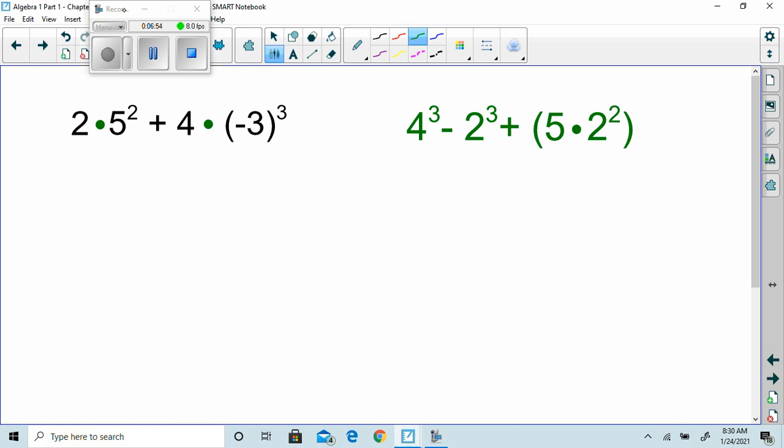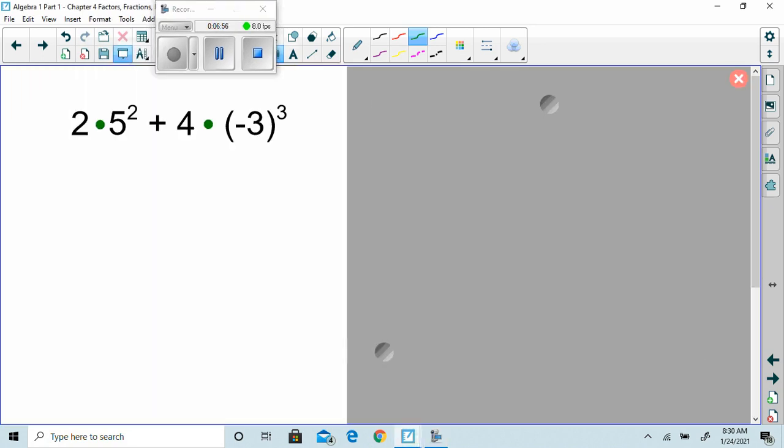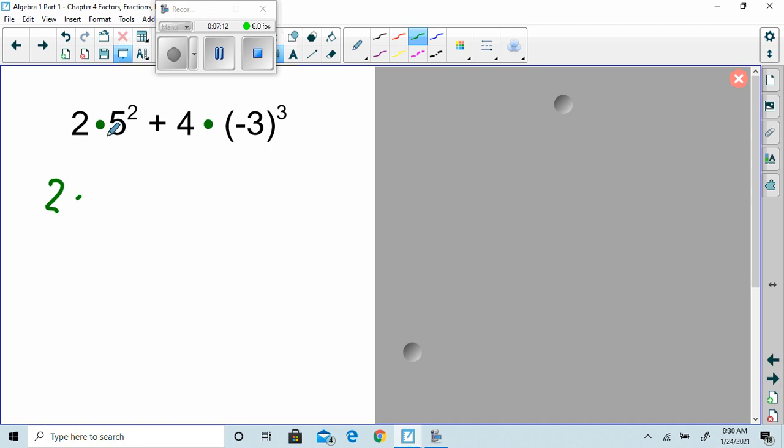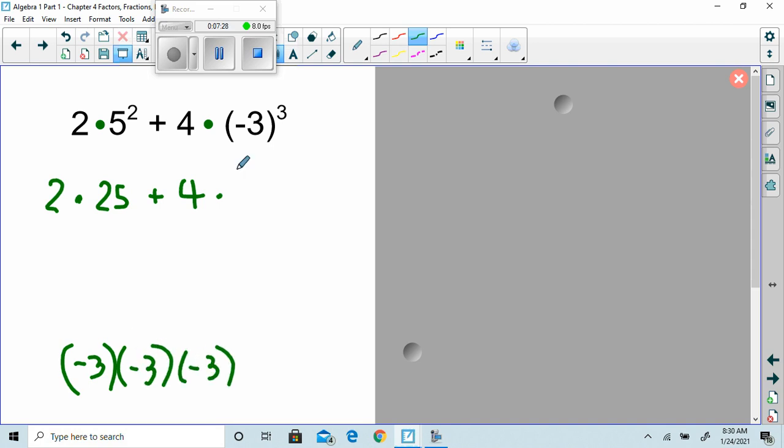Let's try these two. Let's start with the one on the left. I see a lot happening here. I see multiplication, I see addition, and I see exponents. Well, thinking to PEMDAS, I'm going to go with those exponents first. So I'm going to have 2 times, well, 5 squared is 25, plus 4 times, well, negative 3 cubed. That's negative 3 times negative 3 times negative 3, which is going to give me a negative 27.